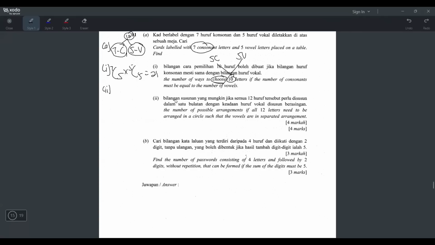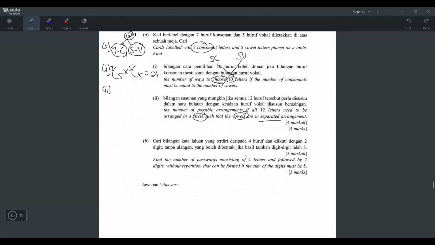Okay, let's do question 2. Question 2 says: the number of possible arrangements if all 12 letters need to be arranged in a circle such that the vowels are separate. So the vowels must be separate. We know there are 5 vowels. If you want them separate, it means you cannot have 2 vowels together or 3 vowels together. You cannot have vowels side by side.